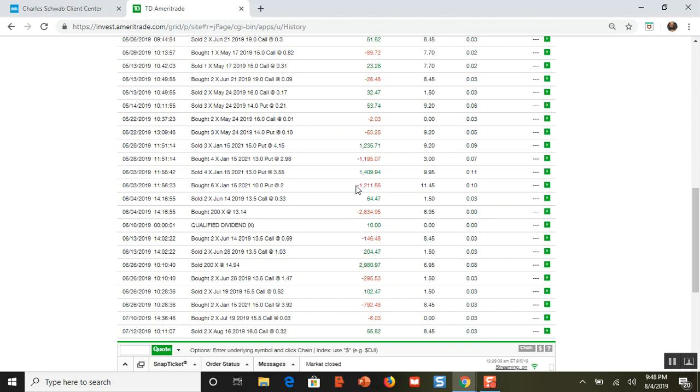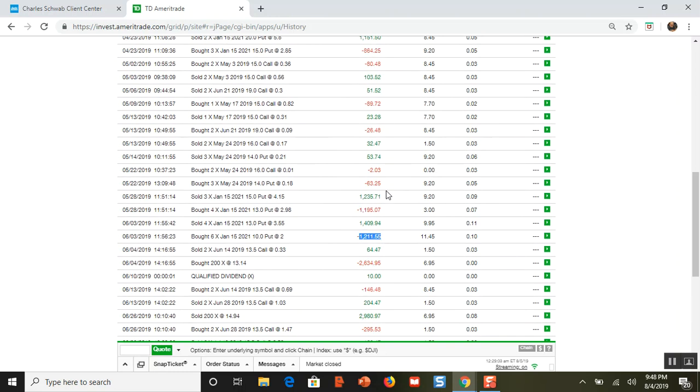And so that means my upper margin is the $14.84 plus the $1,211.55. So steel has to go to $14.84, plus I have to make this extra $1,211.55. That's about $6 a share. So that means steel has to go to $20.84. So about, if it went to $21 a share, then that would be my upper margin, right?